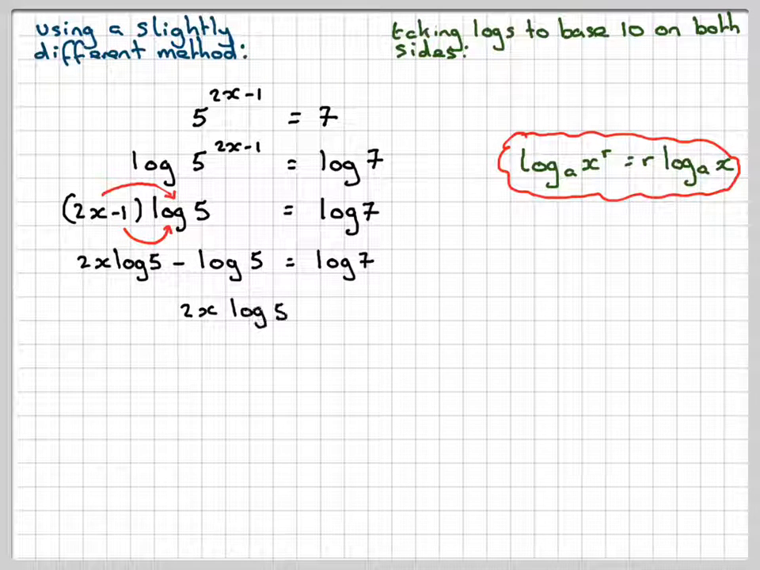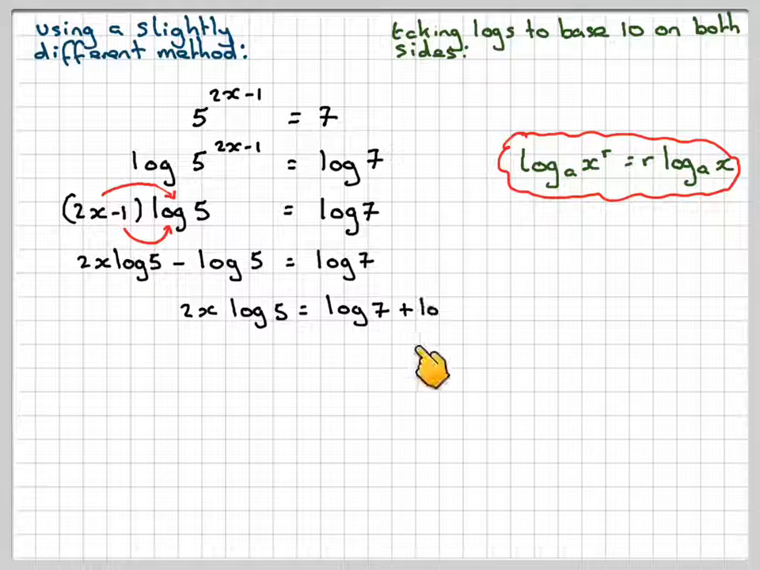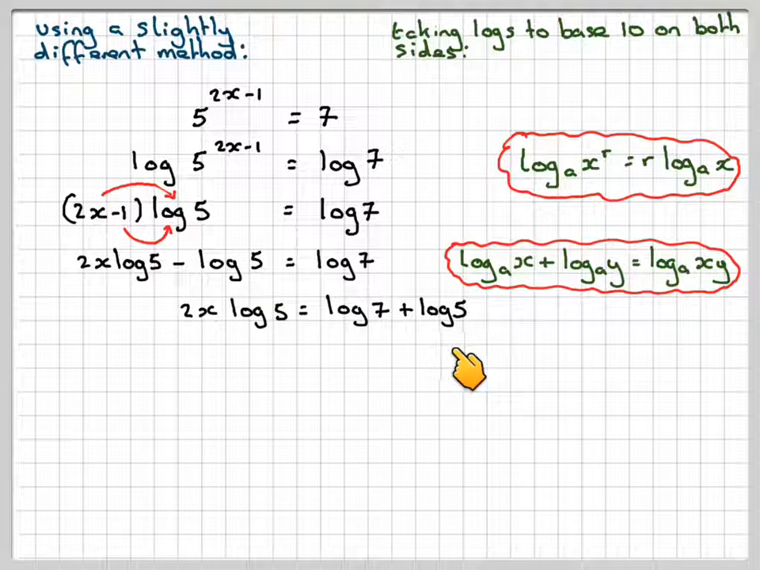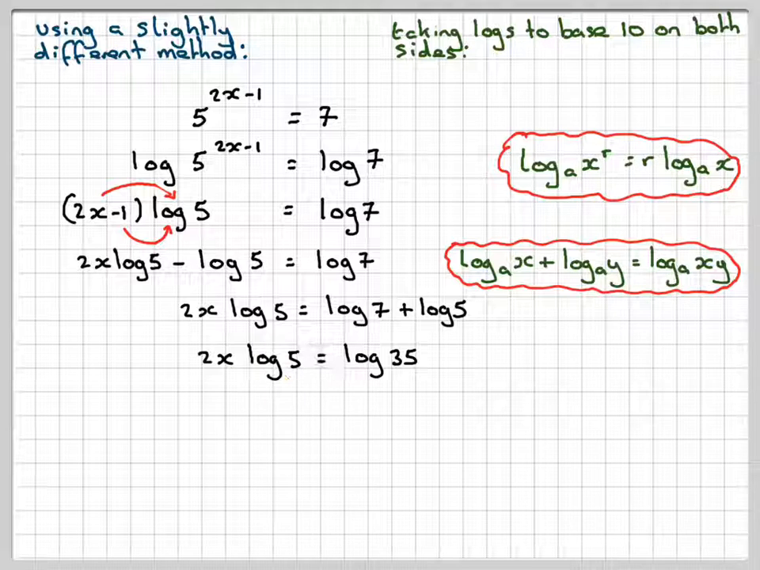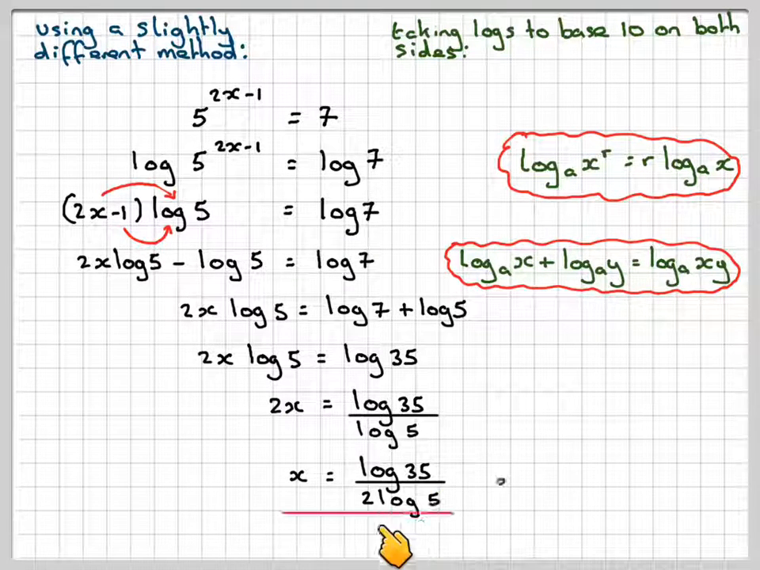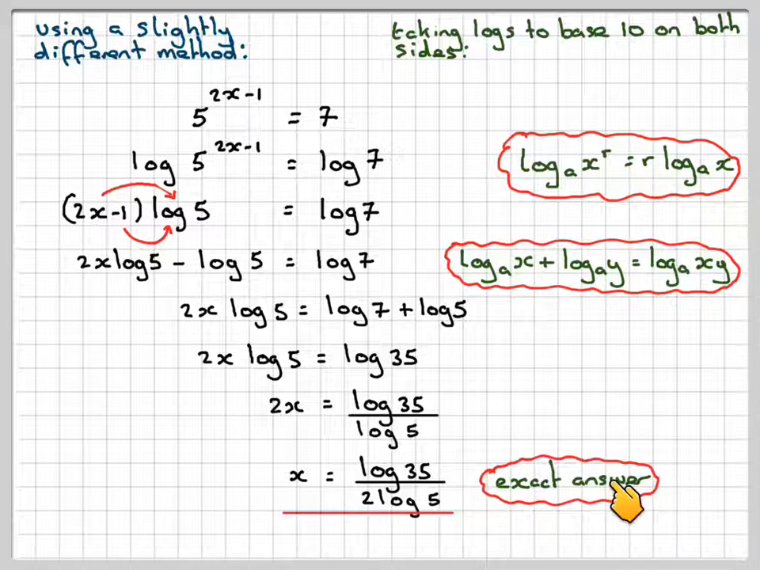And then we add log 5 to both sides, so we get 2x log 5 on this side and log 7 plus log 5 on this side. Now applying a rule of logarithms to this, this becomes log of 7 times 5, which is log 35. Then dividing by log 5 to get 2x, and then dividing by another 2 to get x, we get log 35 over 2 log 5. Again, this is the exact answer, which you could put in your calculator to get the numerical equivalent.